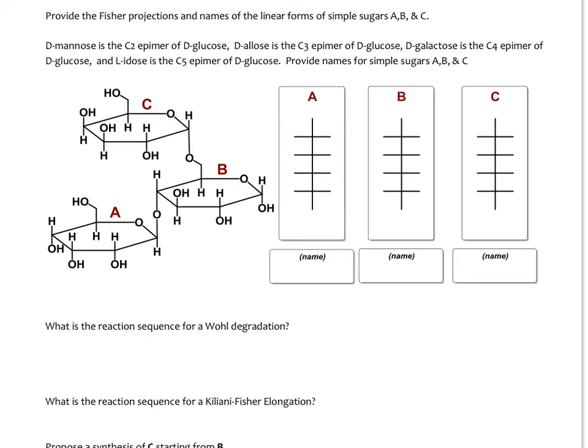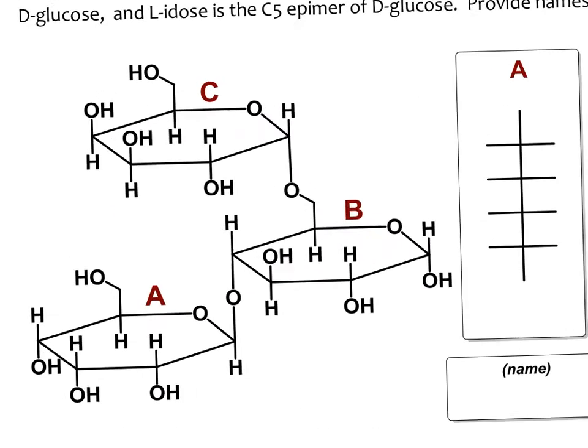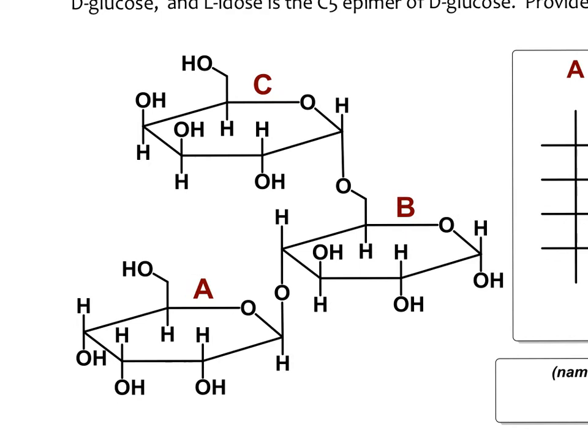All right, so I think a good place to start with all of these things is to number the sugar carbons. So this is going to be C1, C2, C3, 4, 5, 6. On C, this is going to be anomeric, that's 1, 2, 3, 4, 5, 6. On carbon B, anomeric 1, 2, 3, 4, 5, 6, and for carbon A.